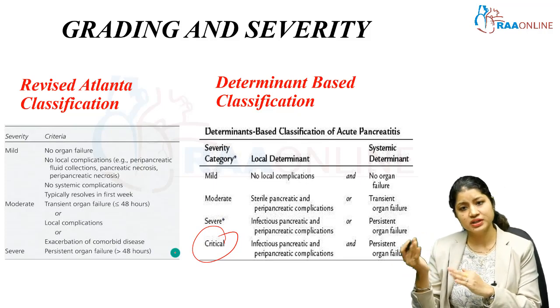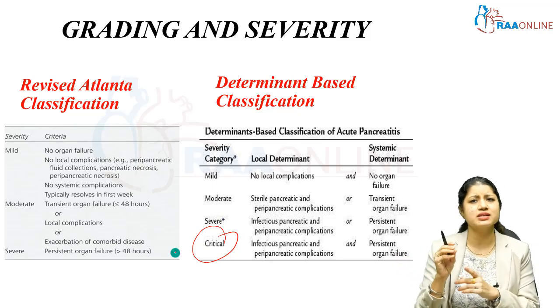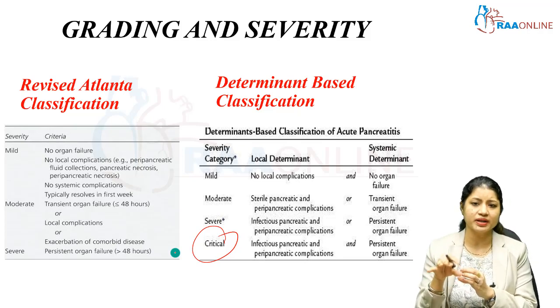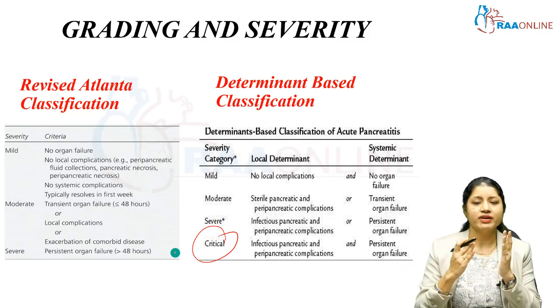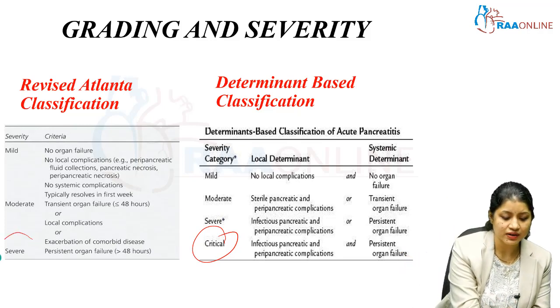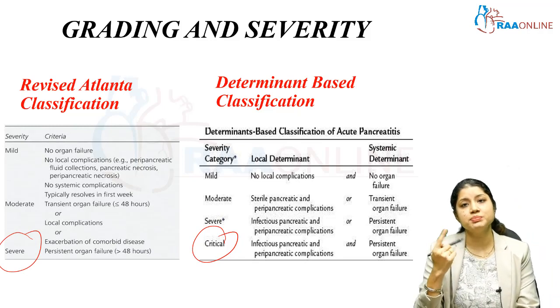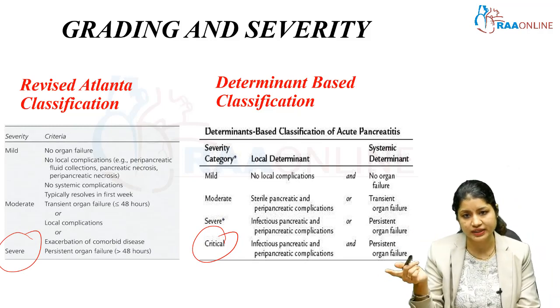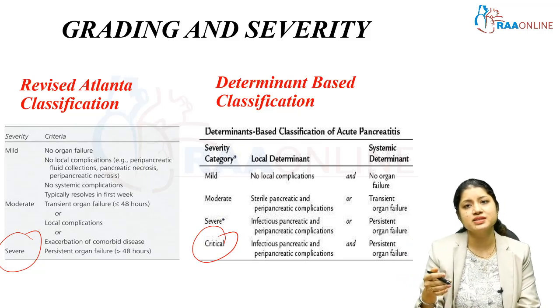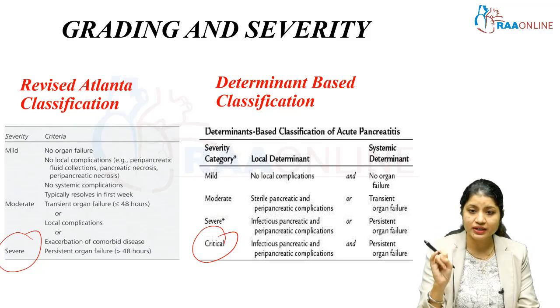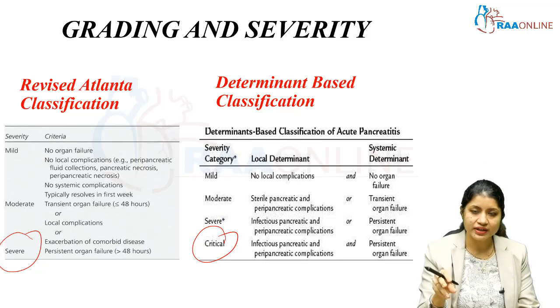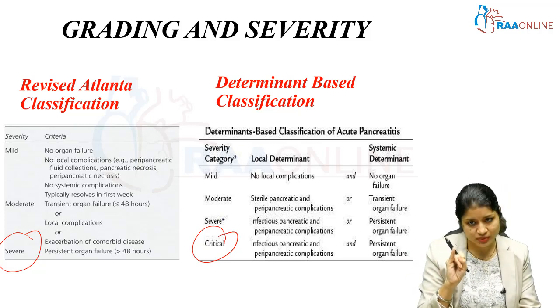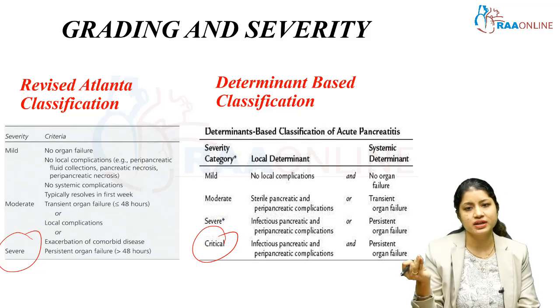The same thing holds for the determinant based classification, wherein they mention that there is some amount of sterile pancreatic or peripancreatic complication, that is a local complication with a transient organ failure. Whereas in severe classification we have not only a local complication but also a persistent organ failure going beyond 48 hours. When we come to the determinant based classification, there is one more extra category, that is critical, in which there is definitely an infectious pancreatic or peripancreatic complication, that is, a pancreatic complication which is most probably assumed to be infectious, followed by a persistent organ failure.